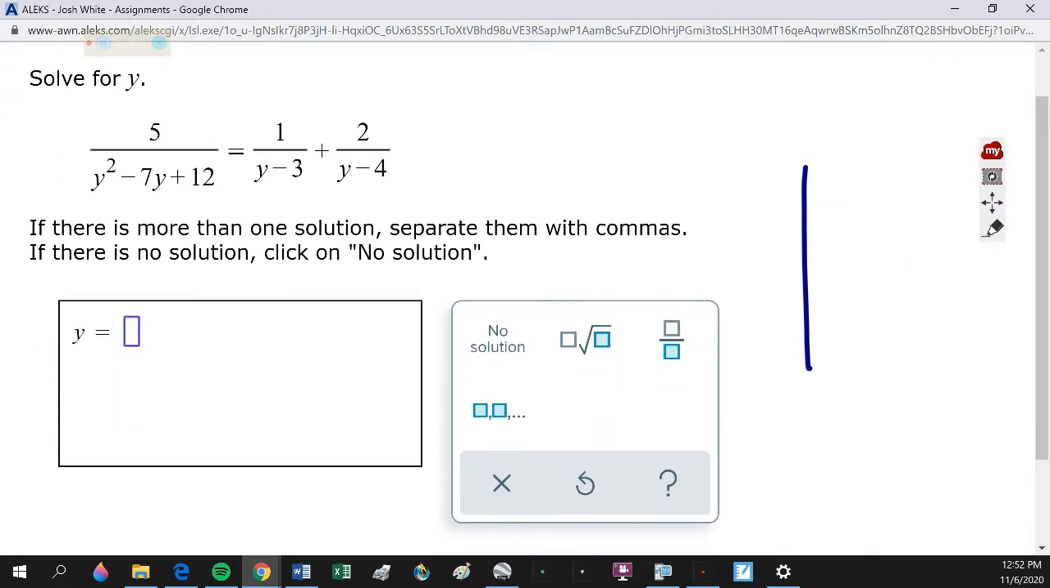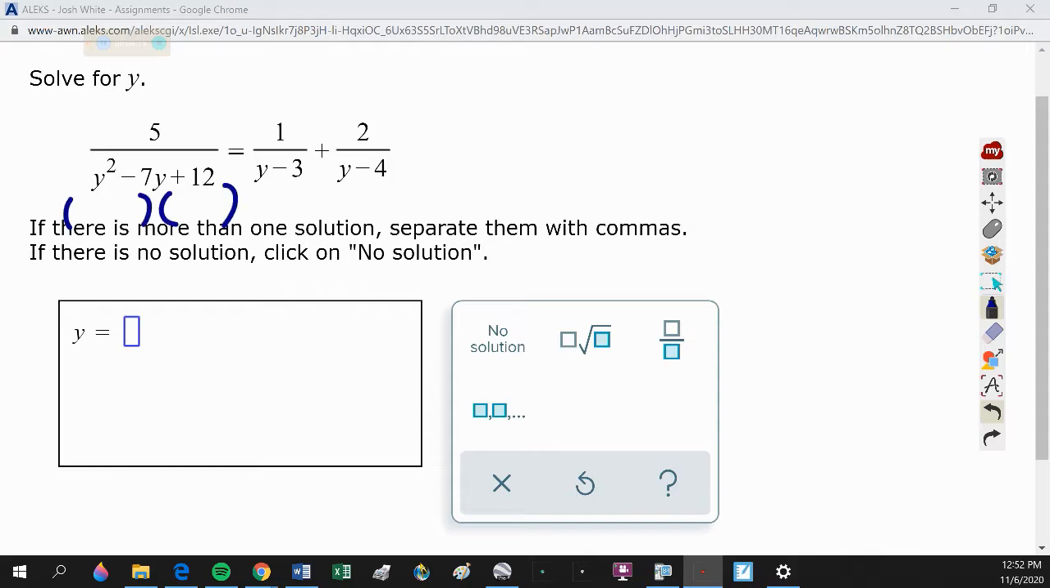Here's a more difficult one. This one's not as bad as some of them. We need to factor this, and it's going to be y minus 4 and y minus 3. So this one, yes, luckily it's the same thing: y minus 4 and y minus 4. And then this one needs a y minus 3 and a y minus 3. You guys understand that? And y is not allowed to be 4 or 3.